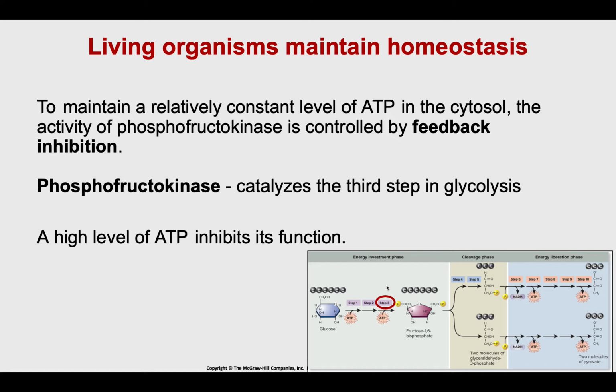At high levels of ATP, that's going to inhibit the function of this enzyme, and it's going to cause that feedback inhibition and stop glycolysis from happening for the time being. So basically the cell is telling itself, I have enough energy right now, I can wait to do glycolysis for a bit. So it's inhibiting itself.